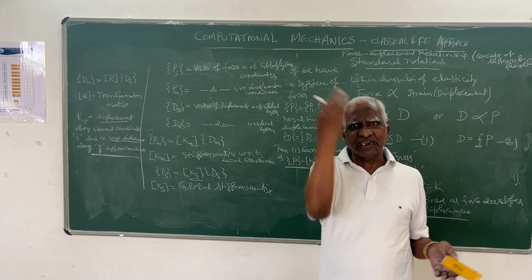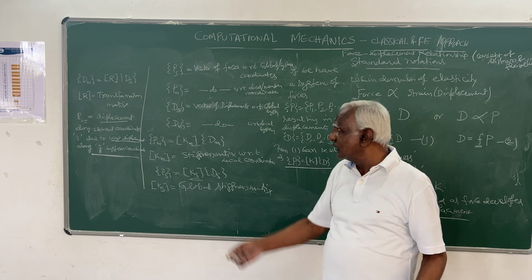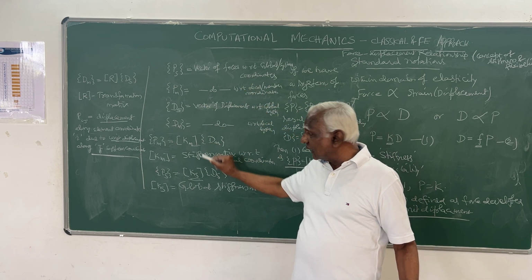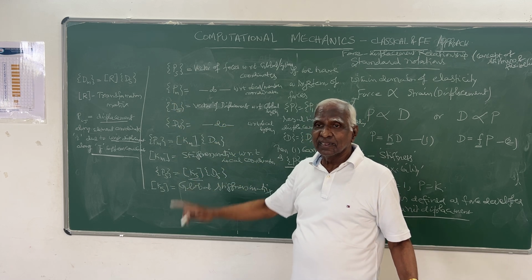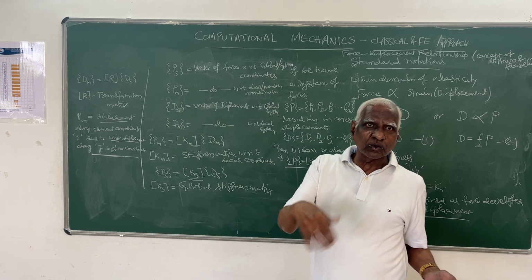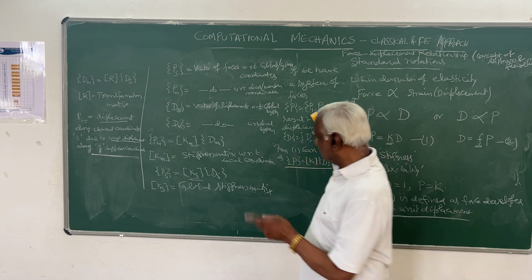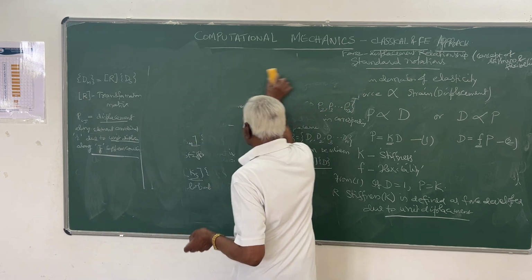Then we can straight away, if I know it for one element, assemble all the elements and get the total overall Km matrix. Then I can use that transformation matrix to get Ks by what is known as the principle of contragradients. So first I will develop the Km matrix.